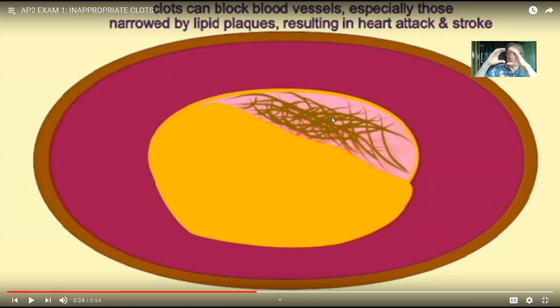And thus in heart disease, when the lumen of our blood vessels narrows because of this lipid plaque, that is a site where blood flow could be blocked by a clot. If this happens in the brain, we call it a stroke. If this happens in the heart, we call it a myocardial infarction or a heart attack. But this can happen in other tissues as well.